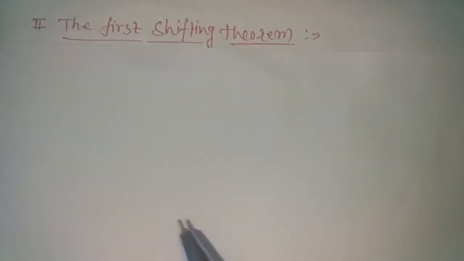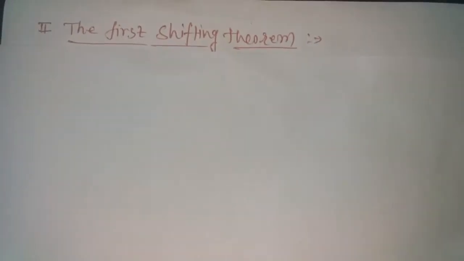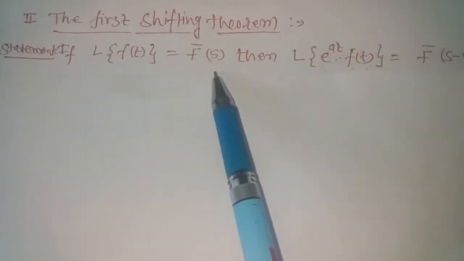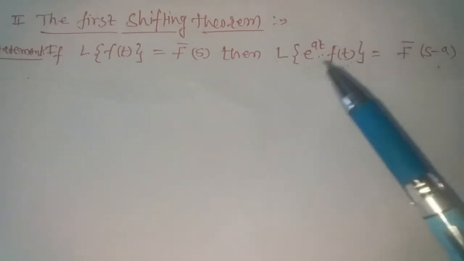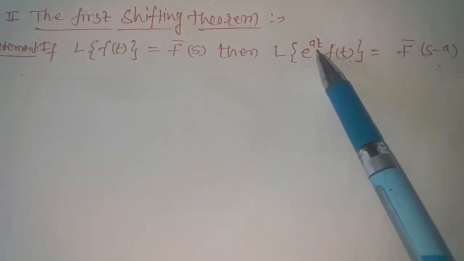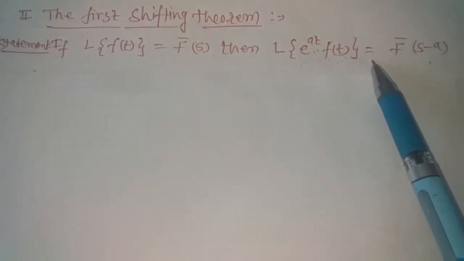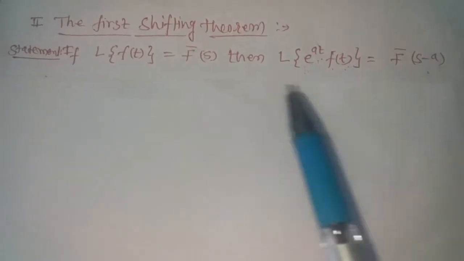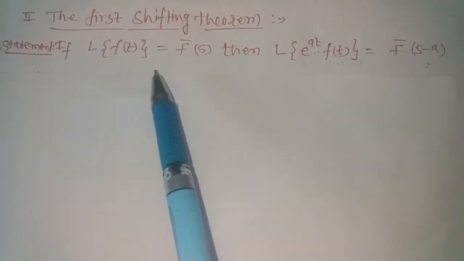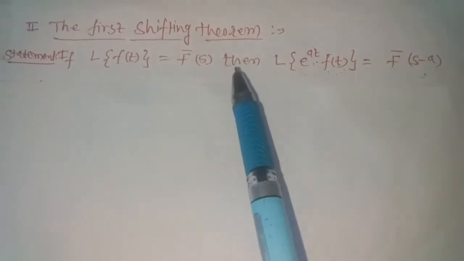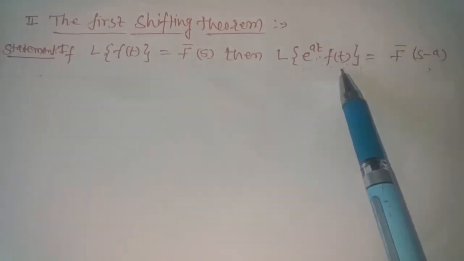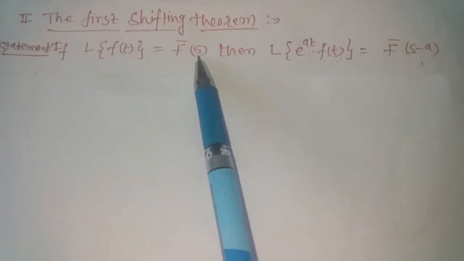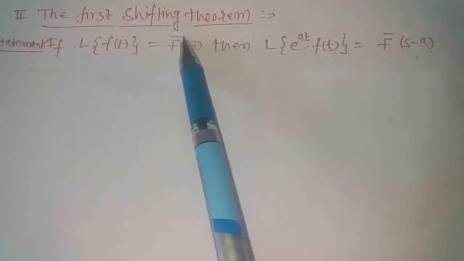Next property is the first shifting theorem, which states that if Laplace transform of f(t) is f bar s, then Laplace transform of e raised to at into f(t) is given by f bar of s minus a. That is, if the Laplace transform of f(t) is f bar s, then to find the Laplace transform of f(t) multiplied by e raised to at, we have to replace s by s minus a in f bar s.